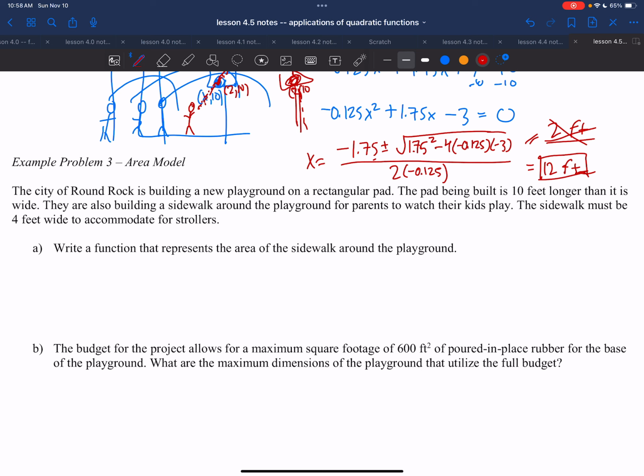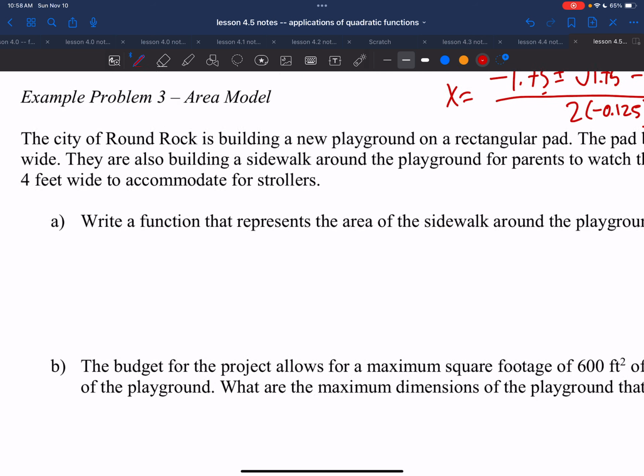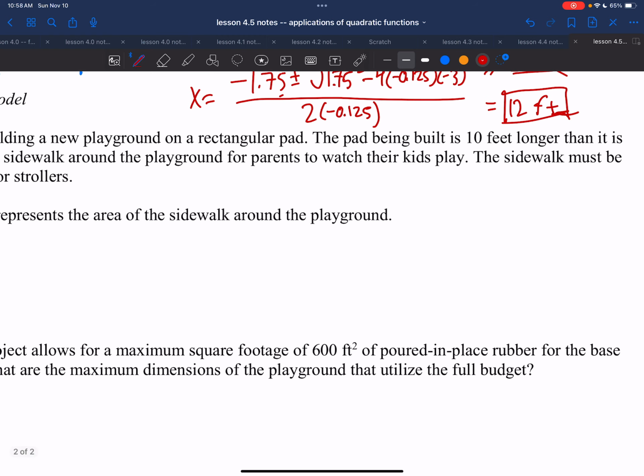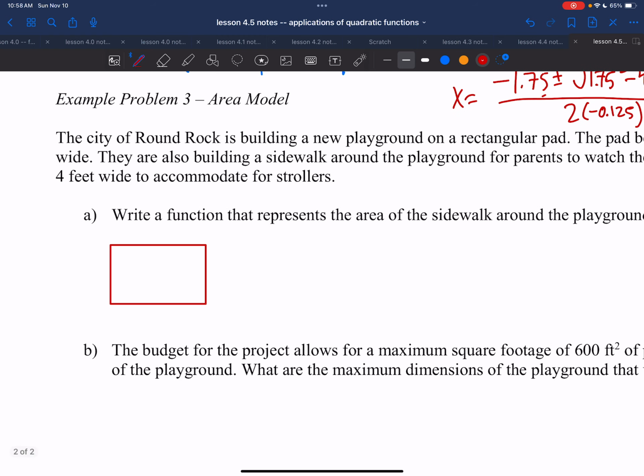So it says this: the city of Round Rock is building a new playground on a rectangular pad. The pad being built is 10 feet longer than it is wide. Okay, first of all, I'm going to make a rectangular pad. Well, that's not a rectangular pad. Let's try that again. Nice. So there's my rectangular pad, okay? And it says it's 10 feet longer than it is wide. Do I know how wide it is? Nope. So I'm going to say, let's call this X. And then if the other side is 10 feet longer, then that's got to be X plus 10.